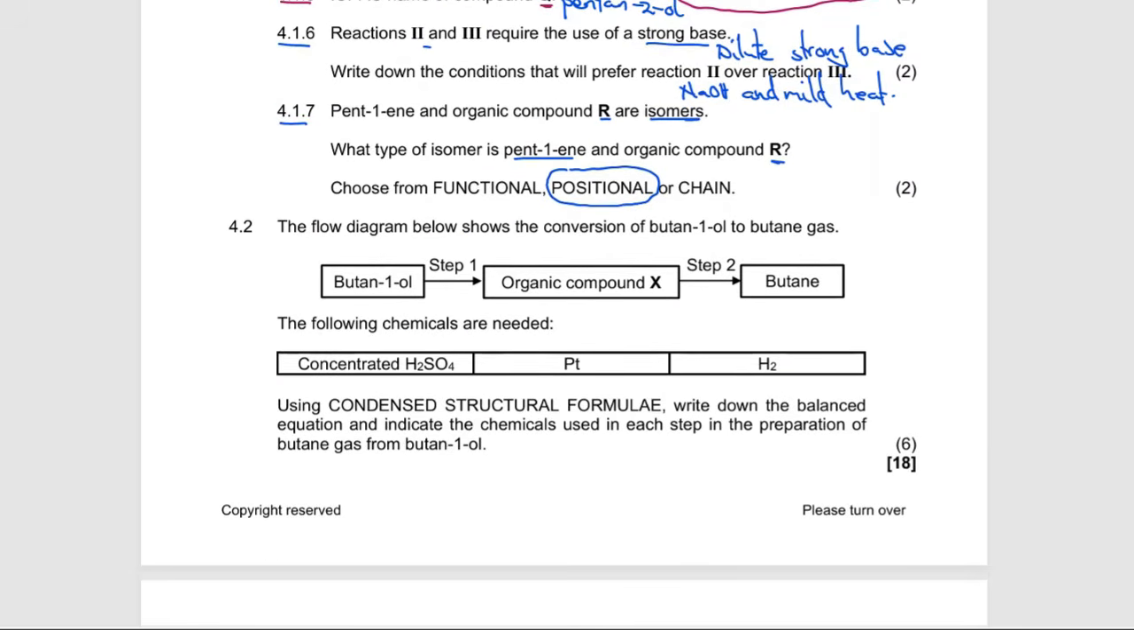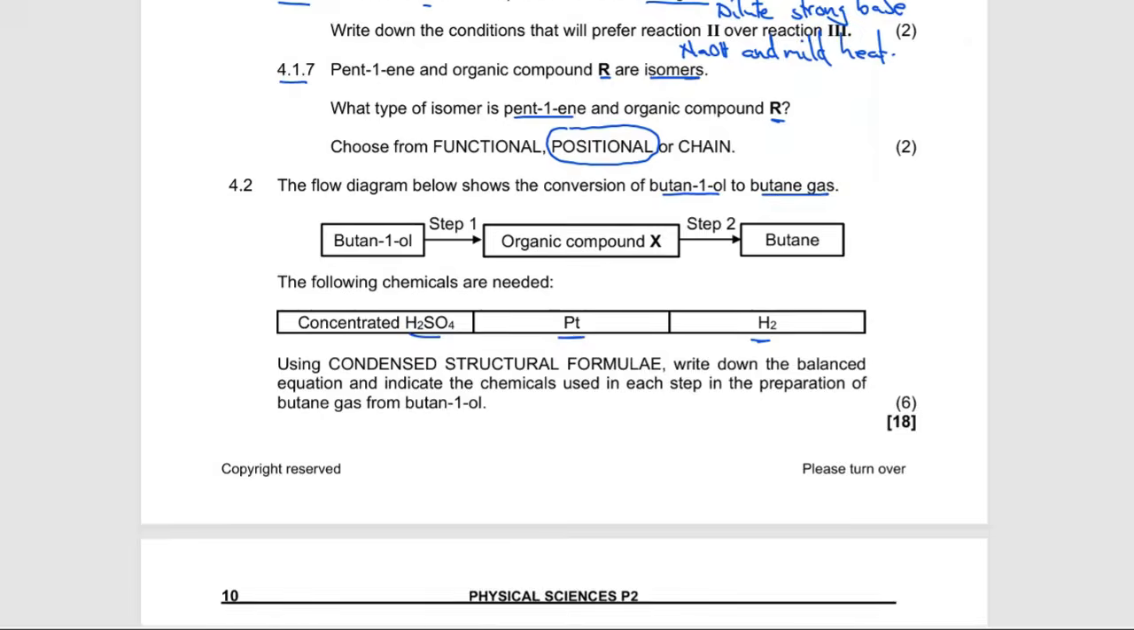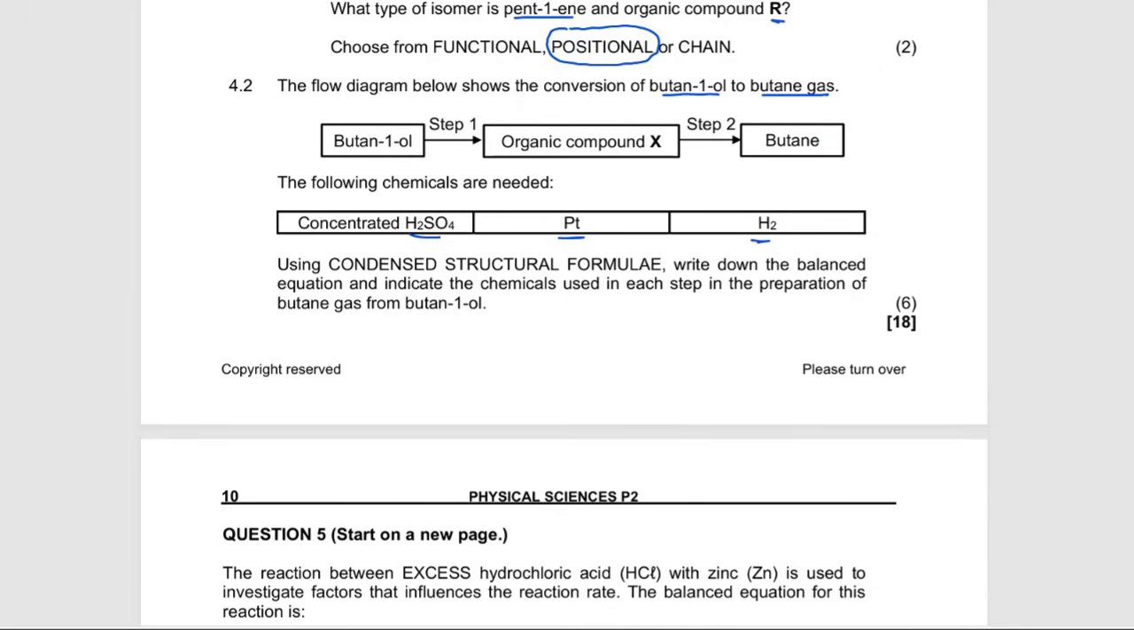Then moving on to 4.2, it says the flow diagram below shows the conversion of butan-1-ol to butane gas, right? So this is a flow diagram from butan-1-ol to step number 1, then organic compound X, then step number 2, we're having butane, right? The following chemicals are needed: concentrated H2SO4, then platinum, Pt, then H2, right? So using condensed structural formula, write down the balanced equation and indicate the chemicals used in each step in the preparation of butane gas from butan-1-ol. So we're starting from there to the end here.